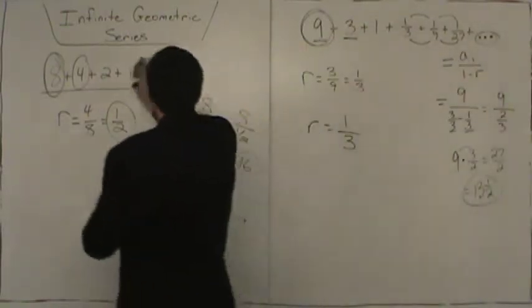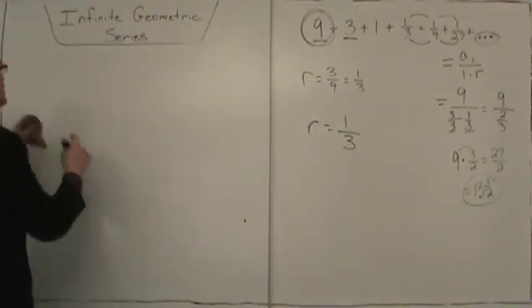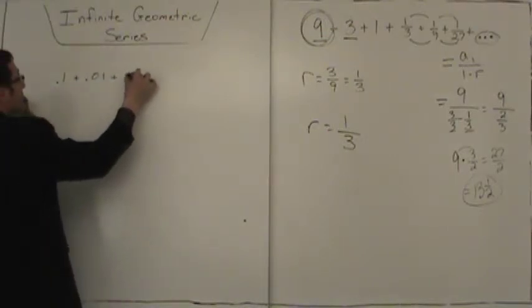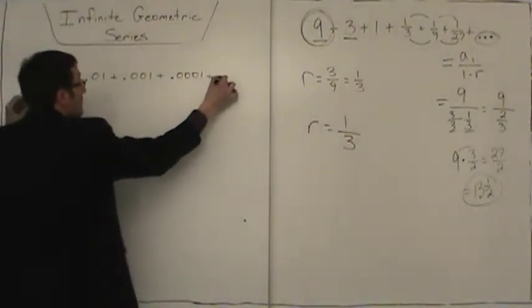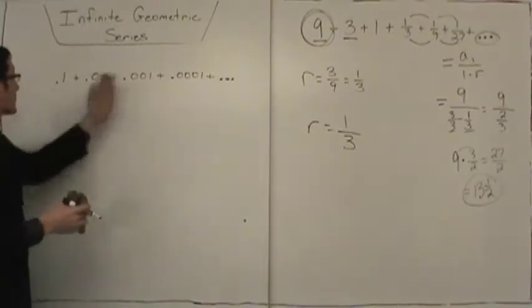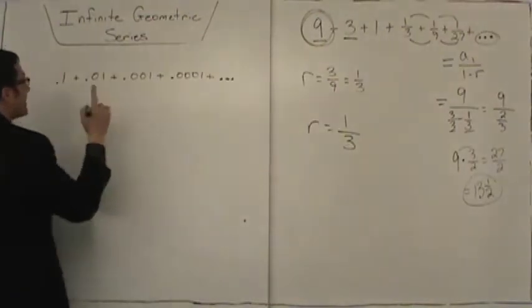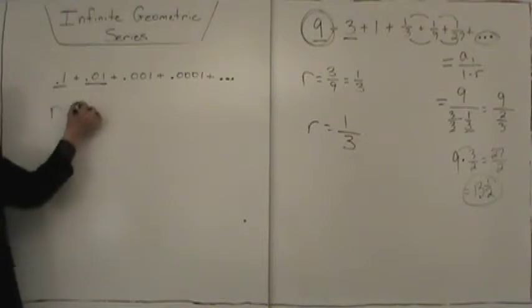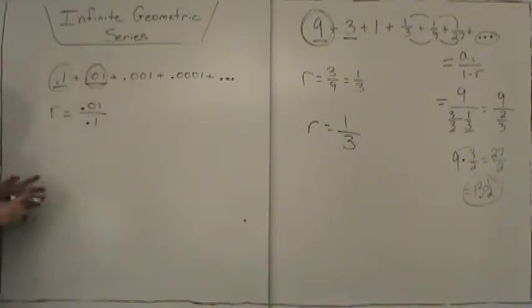Now, let's look at this example. Question, is the R value obvious all the time? No. Look at this. 0.1 plus 0.01 plus 0.001 plus 0.0001 plus ... Okay, we're looking at this mess. A bunch of decimals. And what did I tell you to do? I said to find the R value, we take the second number and divide by the first. So we're going to take 0.01 and divide by 0.1. Take the second number, divide by the first.